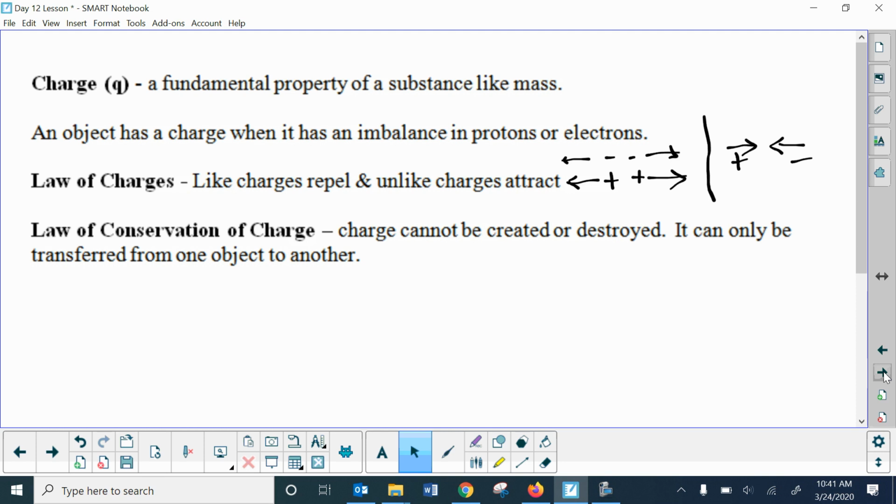So it comes down to the particles that make up matter. In atoms, you have protons, electrons, neutrons. Protons and electrons are the ones that are charged. And because atoms make up all matter, there's charges in everything.